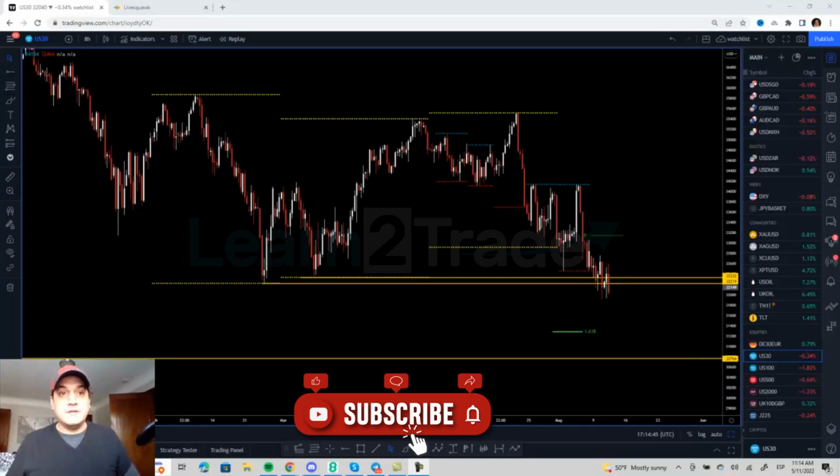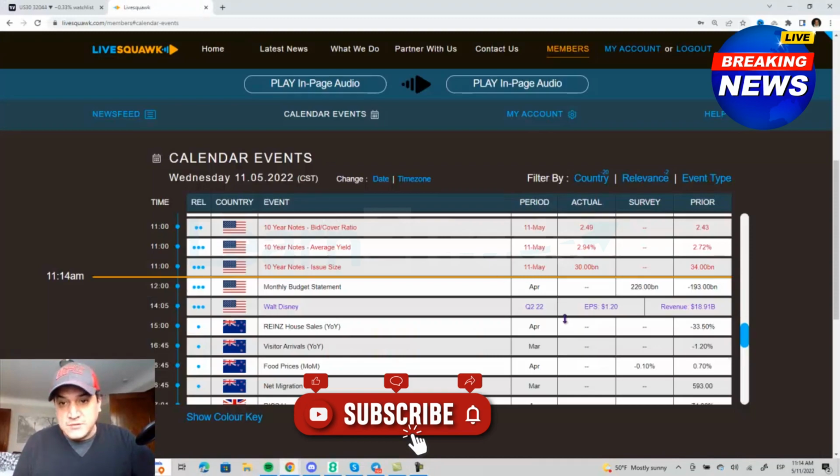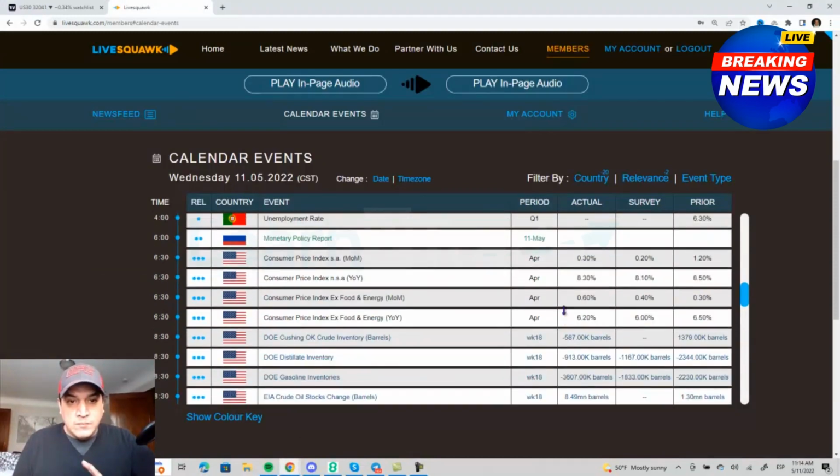Now, let's talk about inflation, right? Inflation came higher than expected. Let's have a look at the actual numbers. Here we go. CPI came higher than expected. It was expected to come out at 0.20%. It actually came out at 0.30%. And the core CPI came out at 0.6% and was expected to come out at 0.3%.